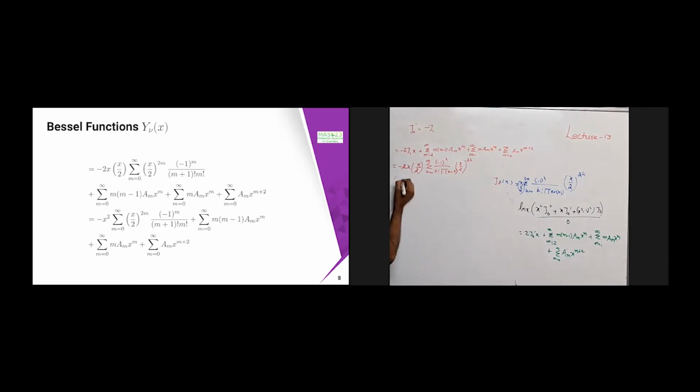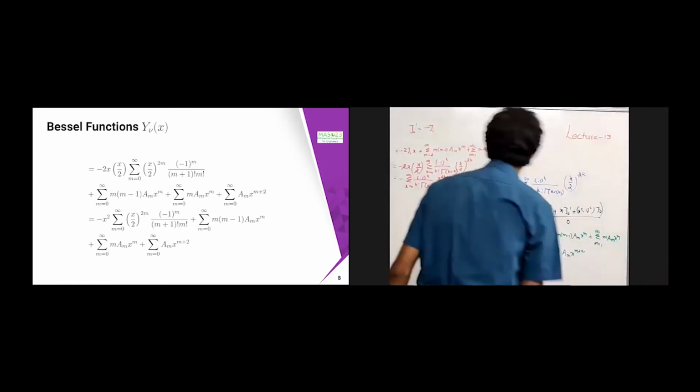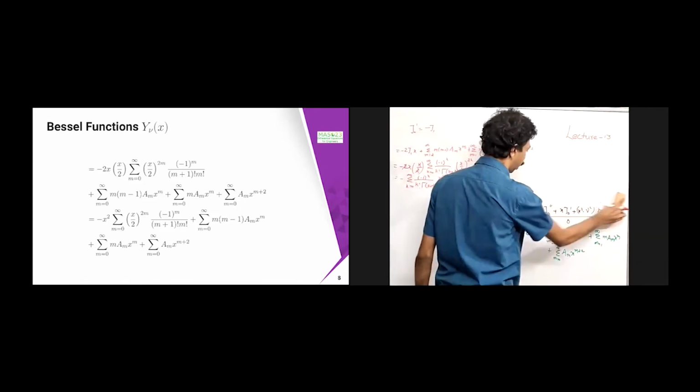So therefore I can write this as minus summation k equal to 0 to infinity, minus 1 power k factorial gamma of k plus 2, x power 2k plus 2 divided by 2 power 2k. Because x square is there, I'm just keeping it inside, therefore it becomes x power 2k plus 2. The remaining thing I'm going to erase here.